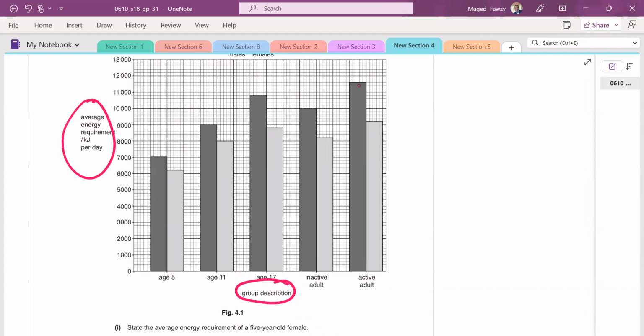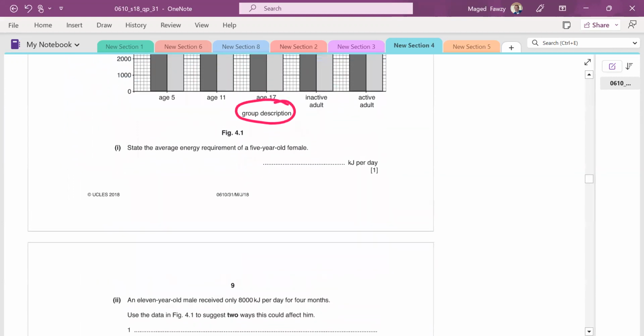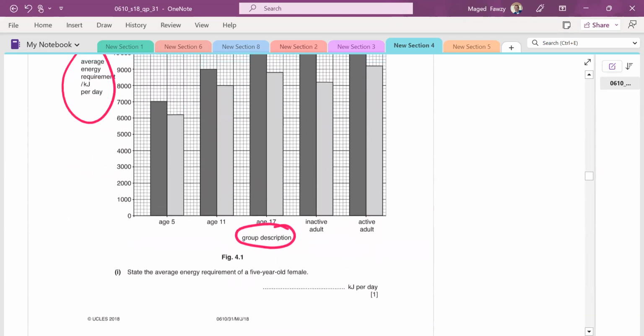Why, Baraa? Why will we do that? We need to save time. Because definitely, when we go through the questions, we will have to go back to the graph again. Right or wrong? We have to go back to the graph again. Let's check. State the average energy requirement of a 5-year-old female.